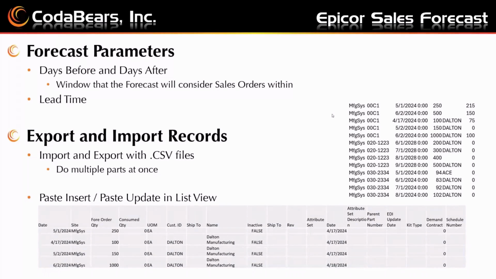And when you do that export, you're going to get all parts. You see on this example here, it shows part 00C1 as well as part 0201223. The bottom grid here is just an example of copying out from the grid view into Excel, and then you can do a paste update. And again, I'll show that in a demo. And that's when you want to update a forecast for a specific part.